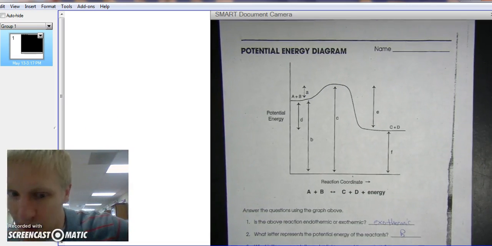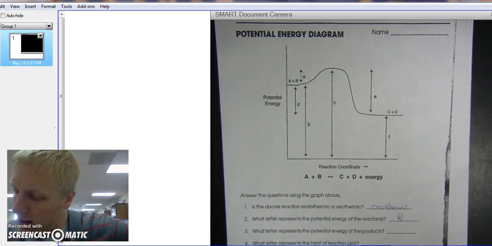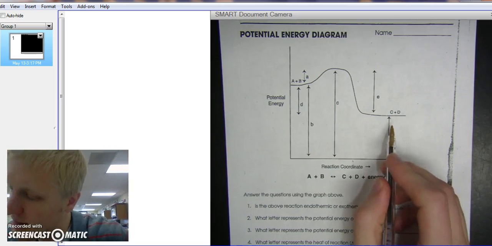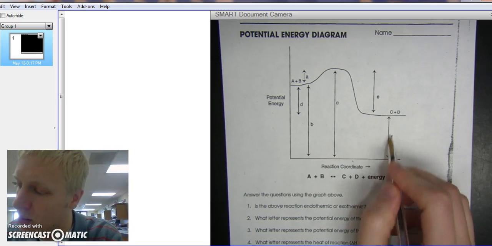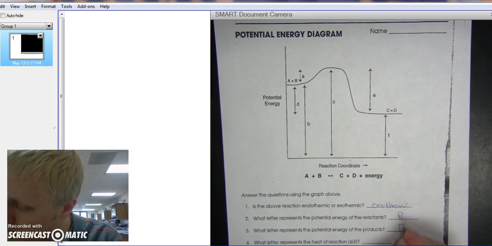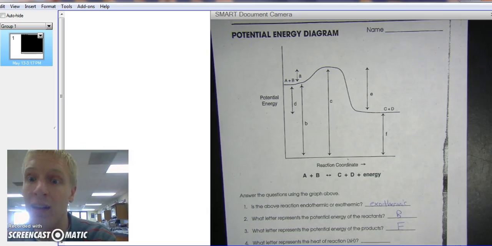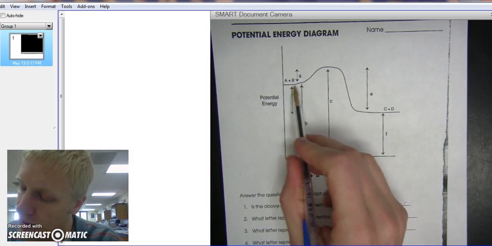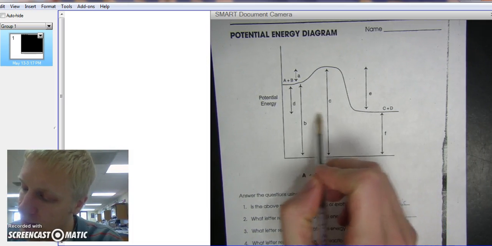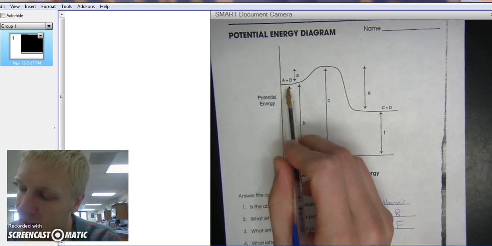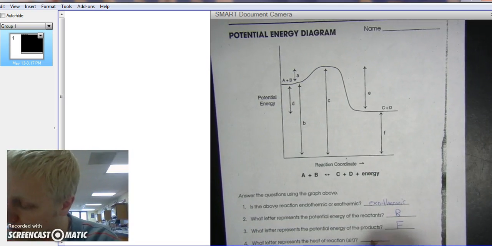All right, next question is, what letter represents the potential energy of the products? So these are my products. This is my potential energy, the total amount. So that's F. Next one, what letter represents the heat of reaction, which is the delta H, the change in enthalpy of reactants to products? So here's my reactants, here's my products. Looks like D is that change in energy between reactants and products, so D.